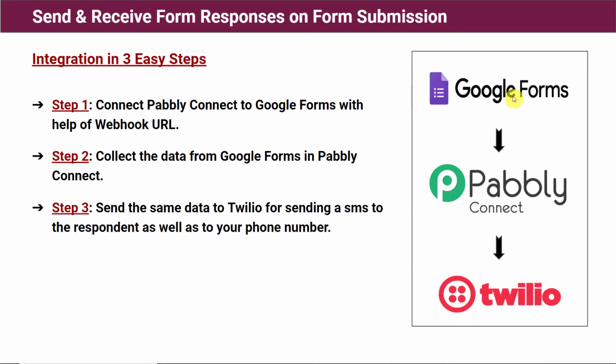So basically these are the steps that you have to follow to integrate Google Forms to Pabbly Connect and Twilio. In the first step, you are going to integrate Google Forms and Pabbly Connect with the help of the webhook URL. So basically you are just going to copy the webhook URL from Pabbly Connect and paste it into Google Forms. Technically you are going to paste it into Google Sheets, but we will deal with that later. After that, you are going to collect the data of the form responses from Google Forms into Pabbly Connect. Now using the same data, you are going to send two SMS, one to the respondent and one to yourself. So after this integration is built, all you have to do is sit back and relax, because whenever a new form is submitted in Google Forms, automatically a message will be delivered to you as well as the respondent.